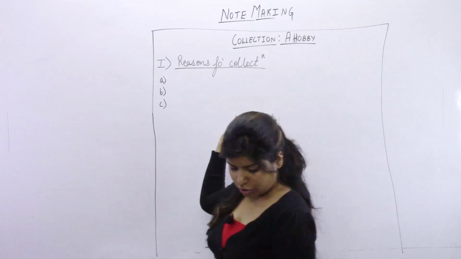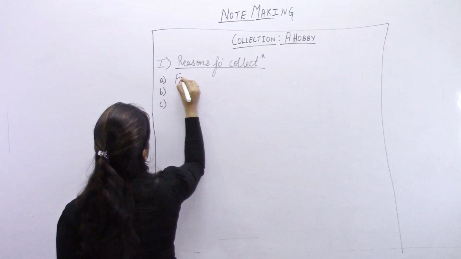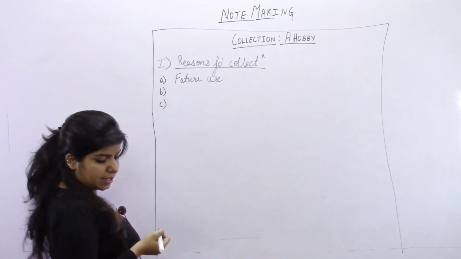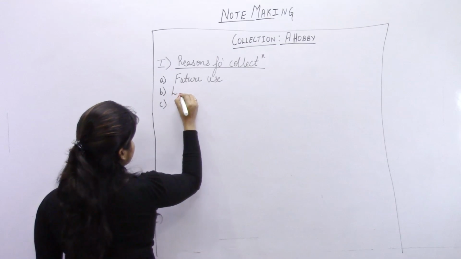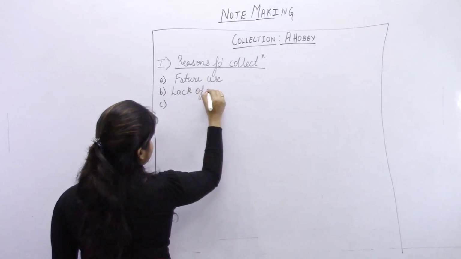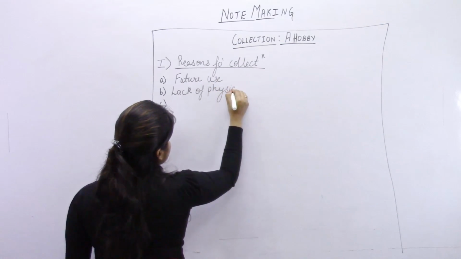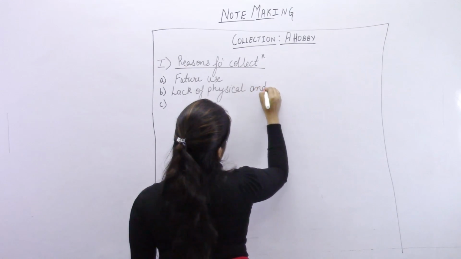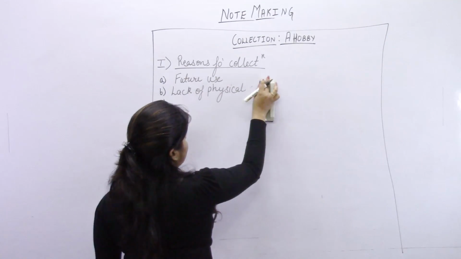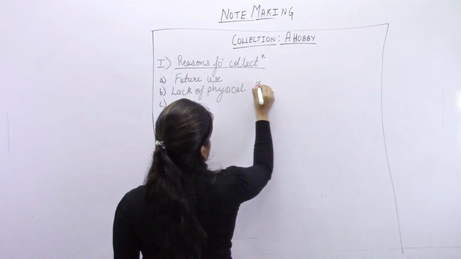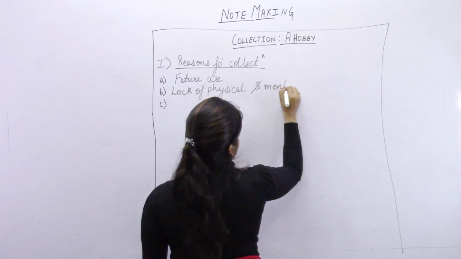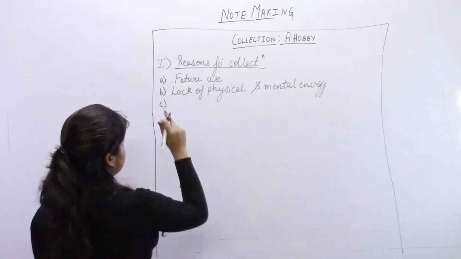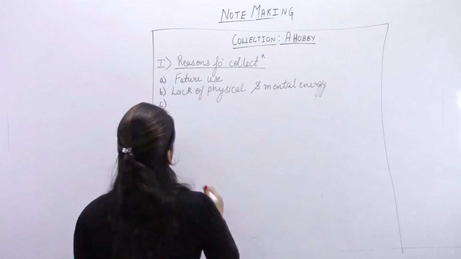So for the first reason, you'll be using future use. For the second one, you'll be using lack of physical and mental energy. For the and, I can use the abbreviation. For the third part, we are using the words over here.